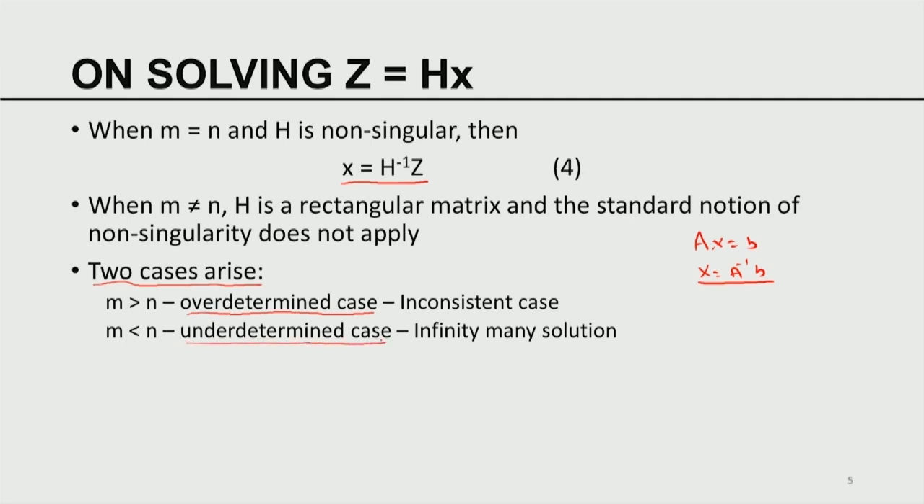We are going to show that in the overdetermined system, the system is inconsistent. What does it mean? There is no solution for this problem. In the case of an underdetermined problem, there is no one solution. There are infinitely many solutions. But in the case of Ax is equal to b, when A is non-singular, there is a single unique solution.